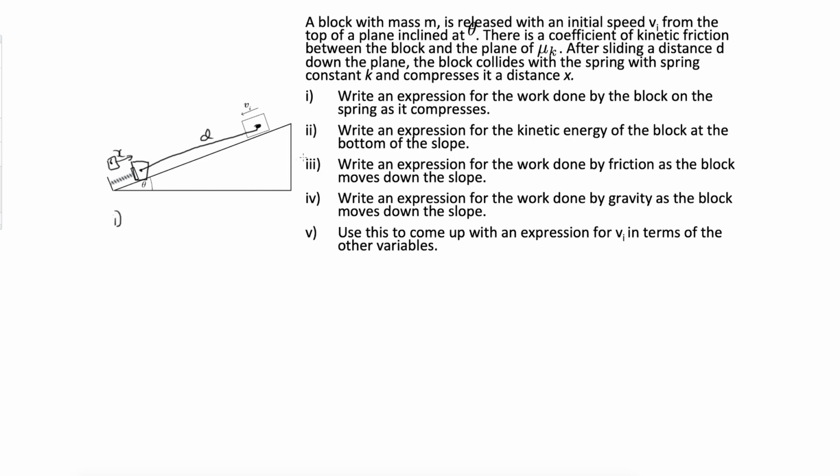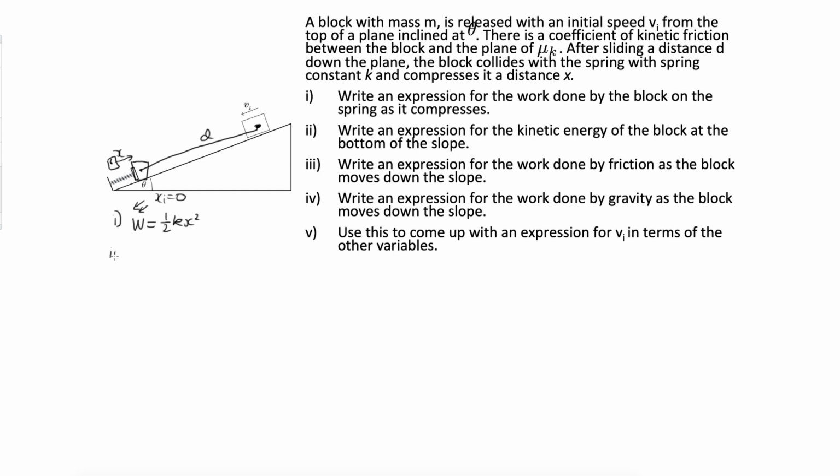Now, part 1 asks us to write an expression for the work done by the block on the spring as it compresses. So the block pushes the spring this way and the spring moves this way. So because they're in the same direction, we're going to end up with positive work being done by the block on the spring. So the work done, because it starts with 0 compression, so x initial is equal to 0, the work done by the block on the spring is given by a half kx squared.